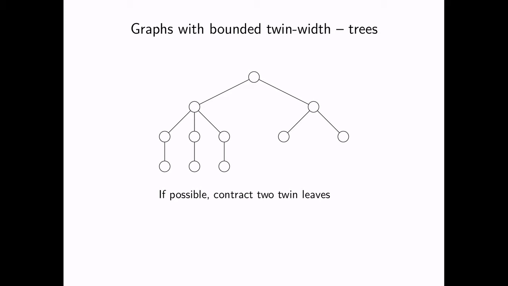So trees have twin widths 2. So this is a way to show that. So we'll have two rules. Either we have two leaves that are twins that share the same parent and we contract them. So I did it here, and now I don't anymore. And in that case I will contract a deepest leaf with its parent. So we'll contract this leaf with its parent here.